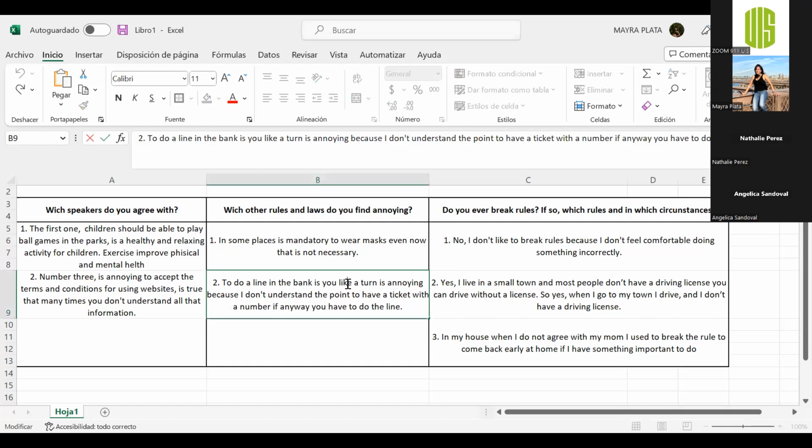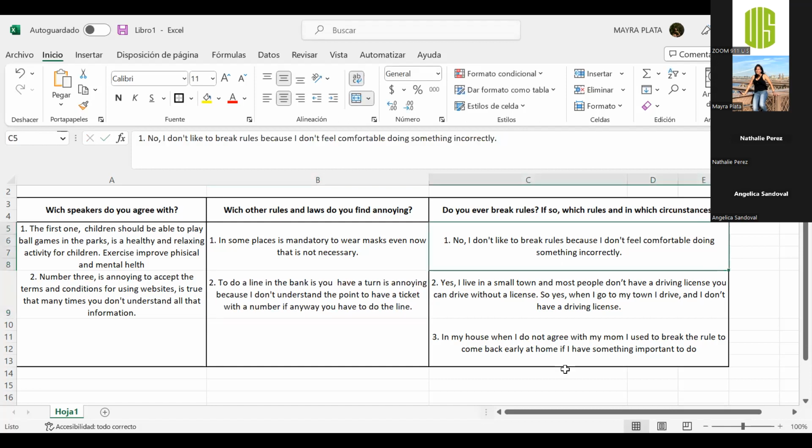In the first, I don't like to break rules because I don't feel comfortable not doing something correctly. The second is, yes, I live in a small town and most people don't have a driving license. You can drive without a license. So yes, when I go to my town, I drive and I don't have a driving license. And the last one is in my house, when I do not agree with my mom, I break the rule to come back early at home if I have something important to do. And that's all, teacher.